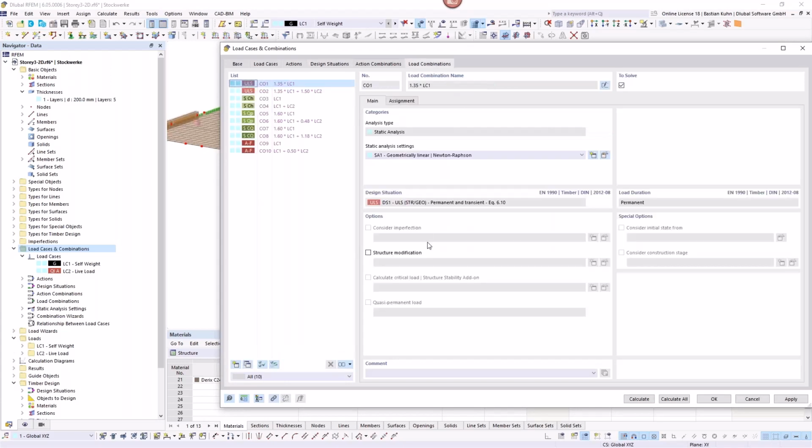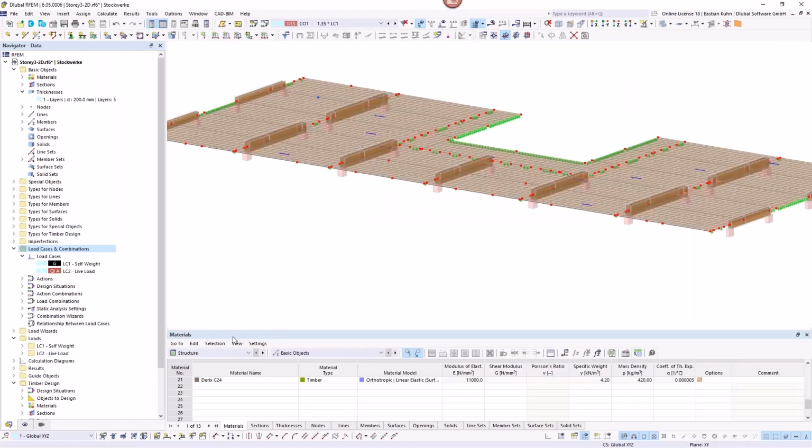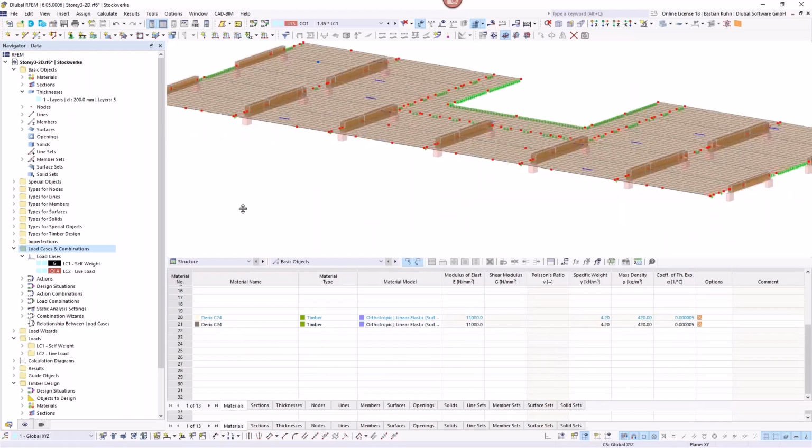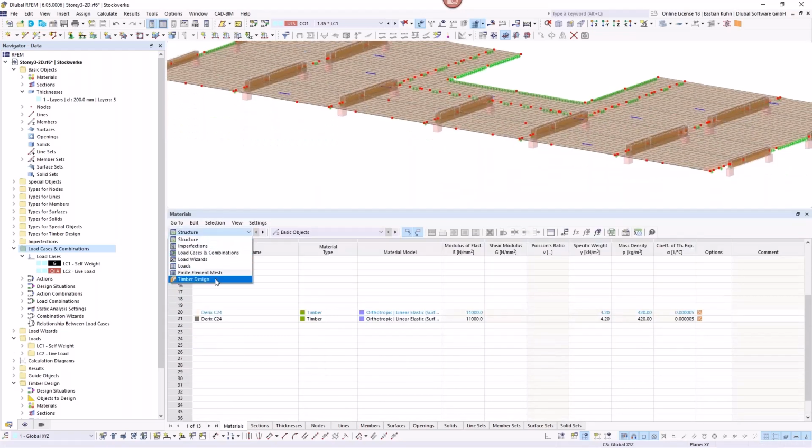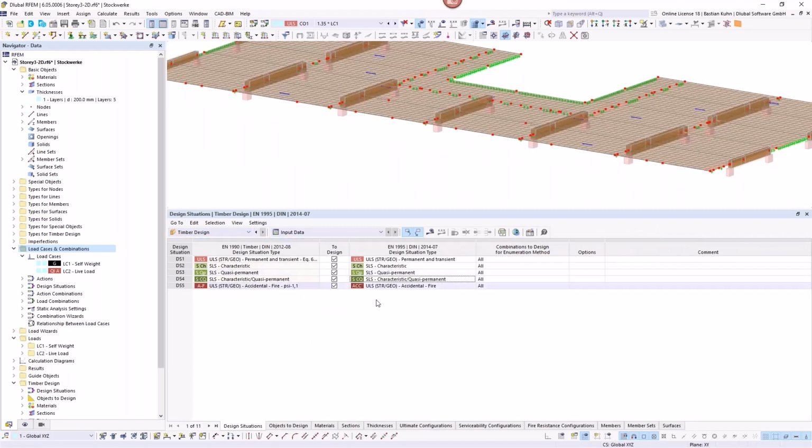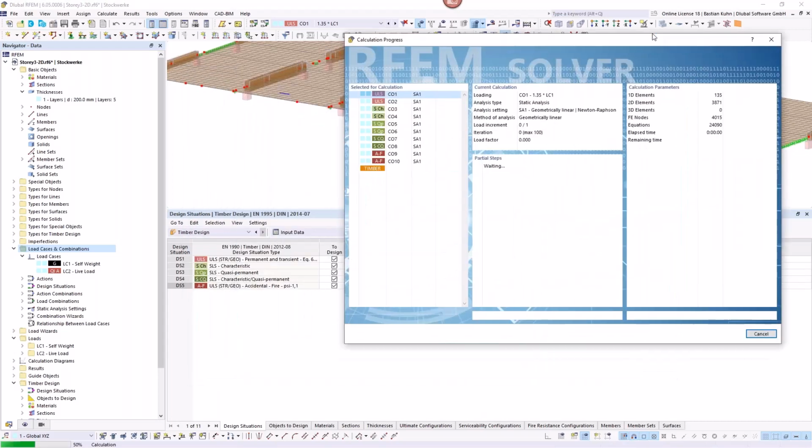Then we can do our combination. Yeah, quite nice, quite short, not much to combine when you have only 2 load cases. And then the only thing left to do is go into the timber design and say what you want to verify in here. So we want, once again, to verify ultimate limit state and serviceability limit state. And here is correctly assigned the accidental fire. Vibration we will do later on.